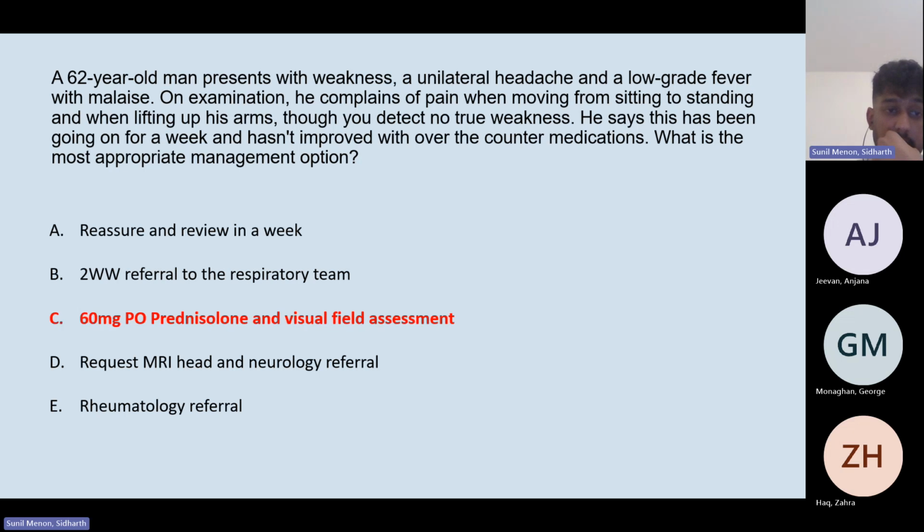Okay, I'll move on. So prednisolone, because this is polymyalgia rheumatica, which is often accompanied by giant cell arteritis, which is why you do a visual field assessment, and this condition responds very well to high-dose steroids. So you get prednisolone, or methylprednisolone if there are visual field abnormalities. And it's actually an emergency referral. So if you're a GP, you call the ambulance and send them to hospital straight away. So start as soon as possible. And like I said, it's prominent because of the no true weakness.